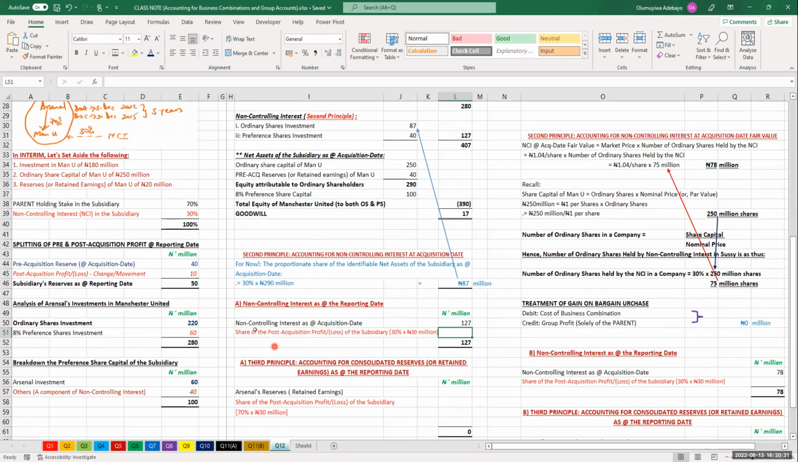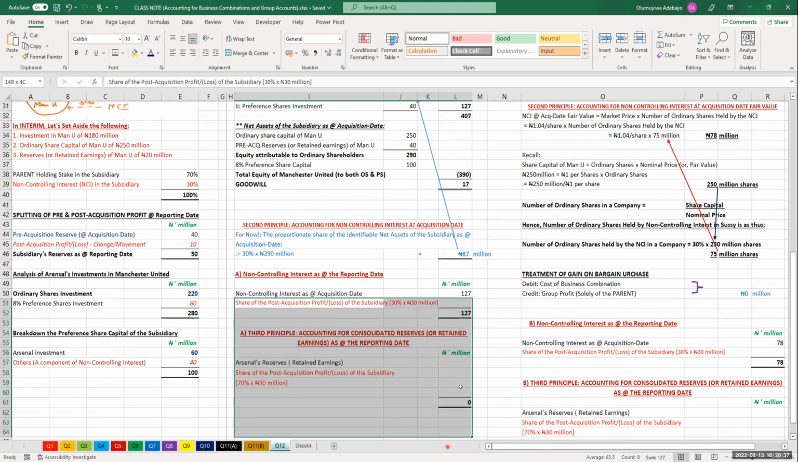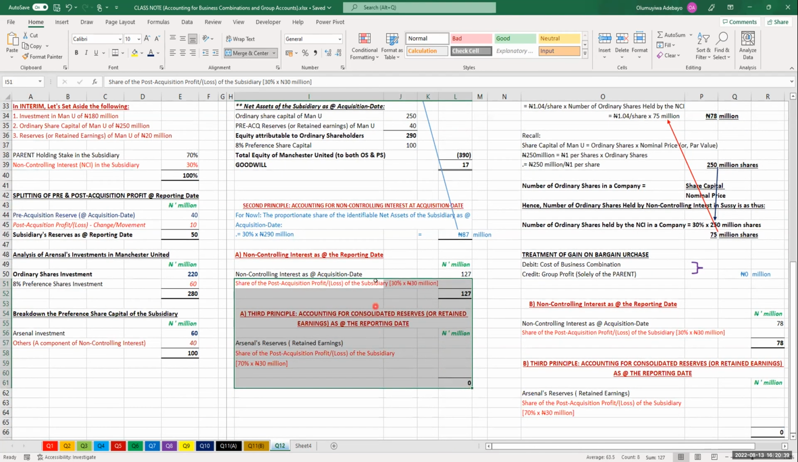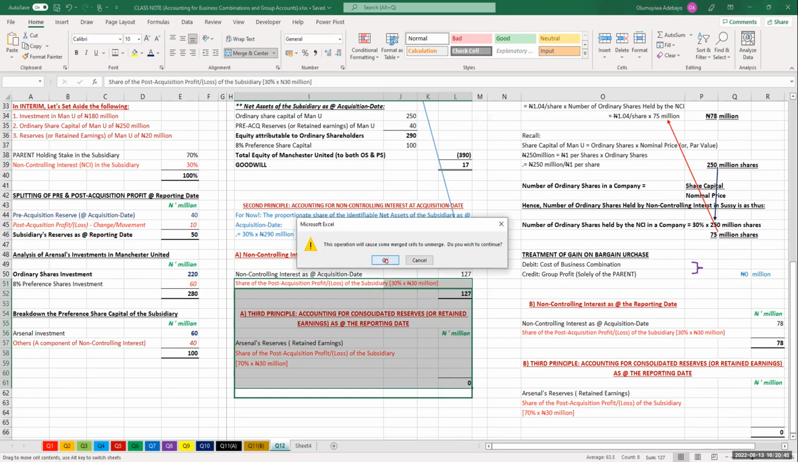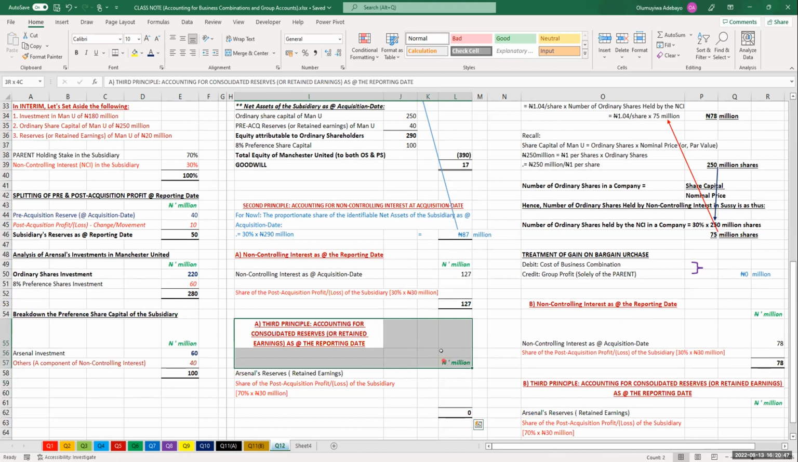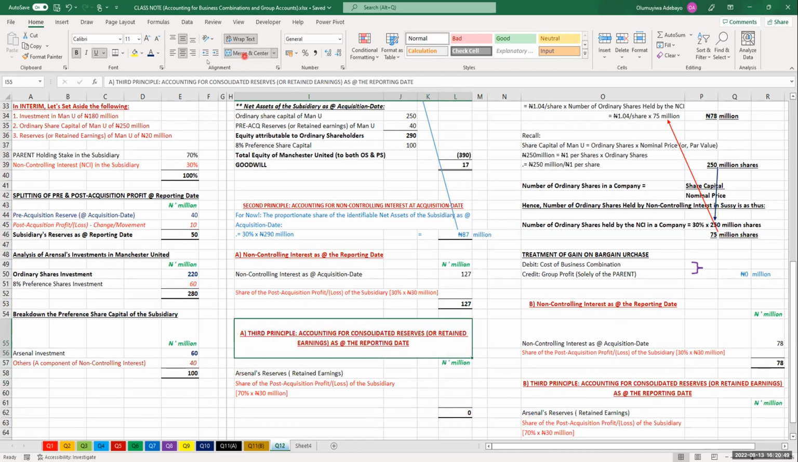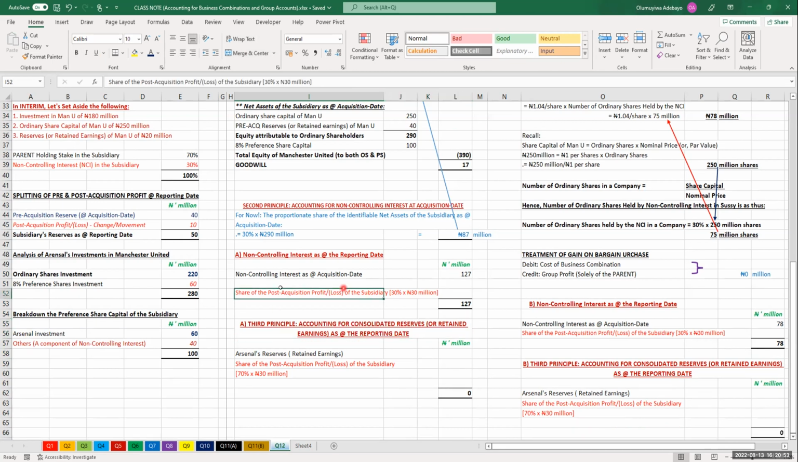Okay, now, or what I can do is that let me try and split it for better understanding. Okay, I'll split it so that if I'm not there, people can still be able to grab it, which means NCI at acquisition, I'll put this one to be ordinary shares.